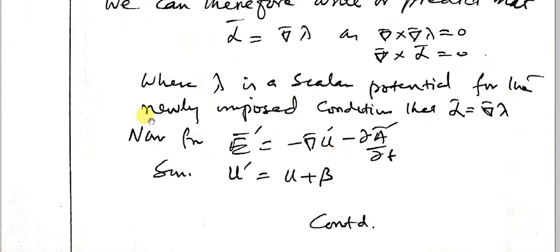After that, for the E field, E prime is equal to minus gradient of U prime minus delta A by delta T. Since U has now been taken as U plus beta, a new potential, some change is taking place in U: U prime is U with the addition of some beta scalar function.